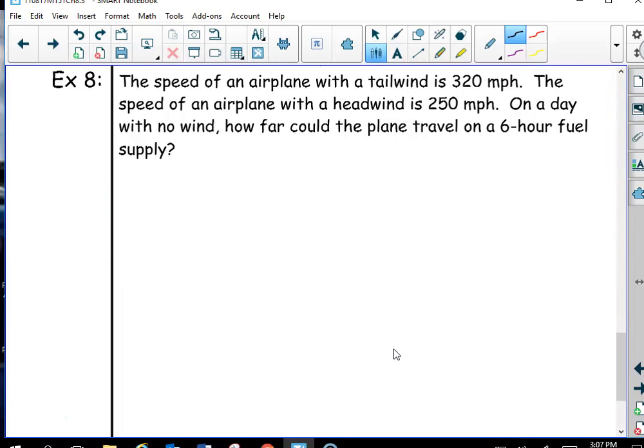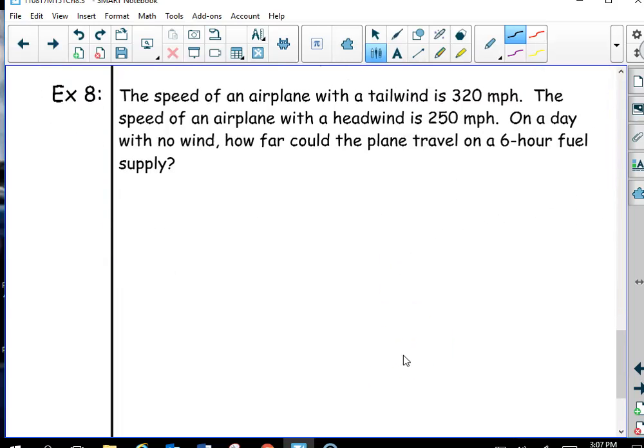Okay, I want to show you how this works. It's actually a very simple problem, but you have to make some assumptions. So it says the speed of an airplane with a tailwind is 320 miles per hour, and the speed of the airplane with a headwind is 250 miles per hour. The assumption you have to make: we're going to call the speed S, and we're going to call the tailwind W. So it adds to your speed if you're getting pushed from behind. Now here's the big fat assumption, that the headwind is the exact same speed as the tailwind.